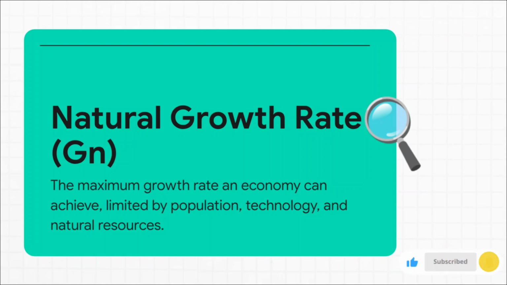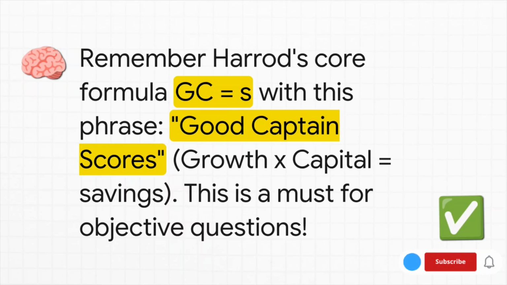It's the ultimate ceiling. Okay, here's a little exam hack for you to remember that core formula. Just think of the phrase, good captain scores. G for growth, C for capital, and S for scores, which stands for savings. A simple trick like that can be a real lifesaver when you're staring at a multiple choice question.